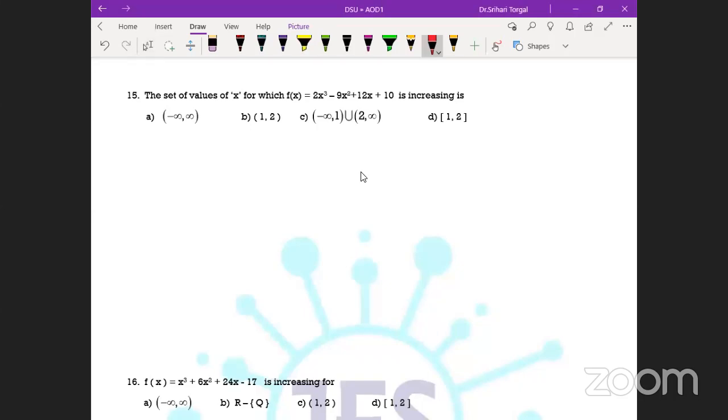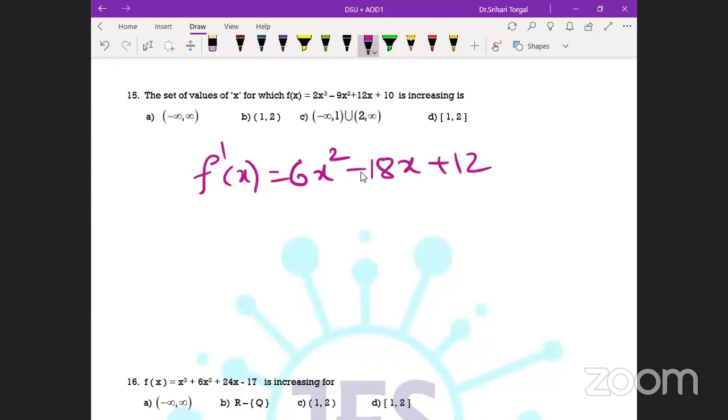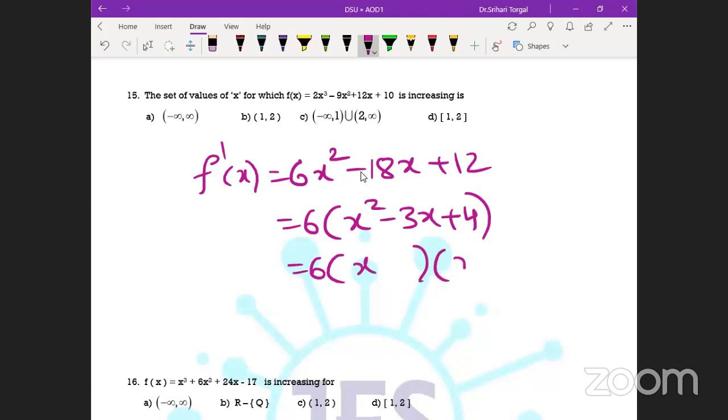Let me differentiate this directly. We go for differentiation. F dash x is 6x square minus 18x plus 12. If I take 6 common, 6 times x square minus 3x plus 4. I think you cannot factorize this, right? You cannot factorize this. So in such cases, nothing to worry about.